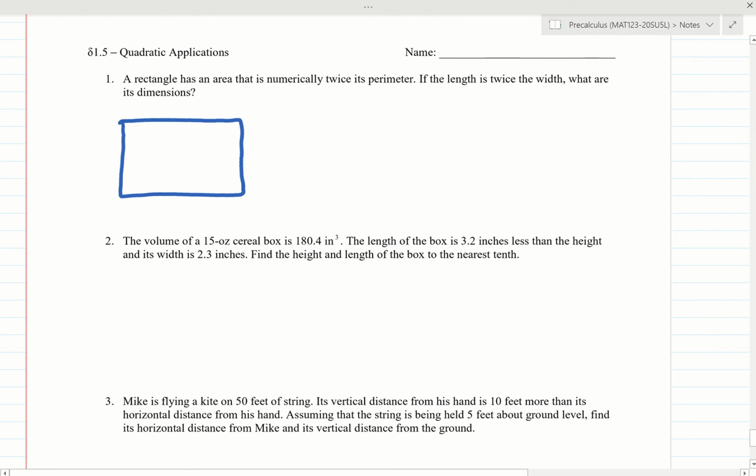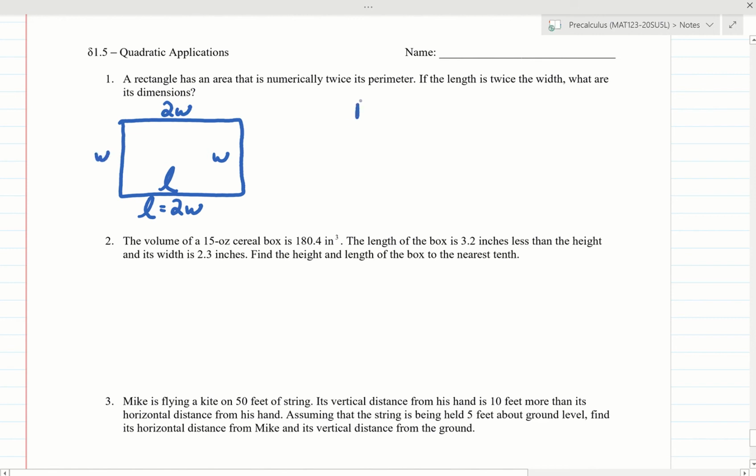It's a good looking rectangle. It has an area that is numerically twice its perimeter. If the length, so we have length and width, if the length is twice the width, so the length is 2 times the width, that's what the problem says, what are its dimensions? Okay, so I'm going to write 2w there because that's the length on that side and w on this side.